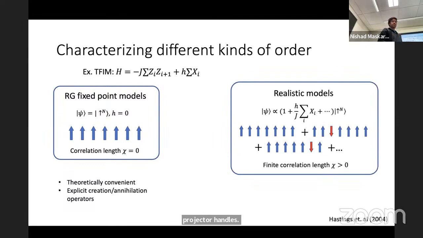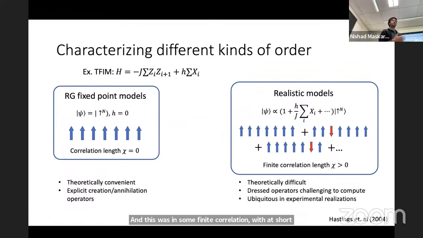However, in realistic systems, you always have fluctuations, deviations from your perfect RG fixed point. So for example, if you take your transverse Ising model and you add a transverse field, then this will lead to some spins spontaneously flipping. And this results in some finite correlation length at short ranges. And so these types of systems are definitely much more theoretically difficult to analyze quantitatively. In particular, finding the dressed operators is a difficult computation. However, they're kind of ubiquitous in experimental realizations.